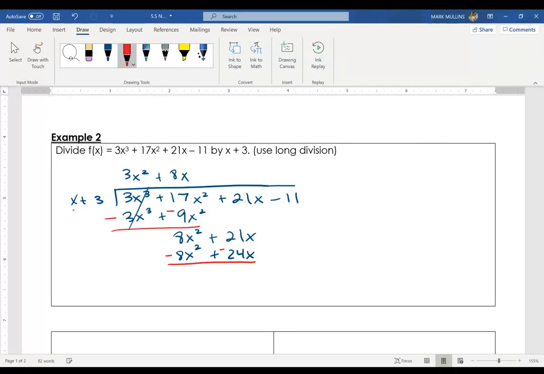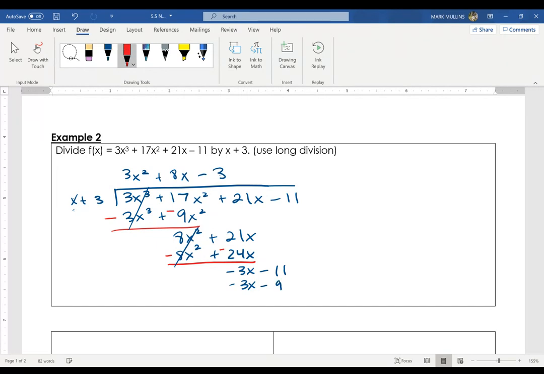And then we got them all lined up. Let's see. 8x squared is gone. 21x minus 24x would be a minus 3x. Bring down the minus 11. And now let's think. x times a negative 3 would give us a negative 3x. Then we multiply it back. Negative 3 times x, negative 3x. Negative 3 times 3 is minus 9.